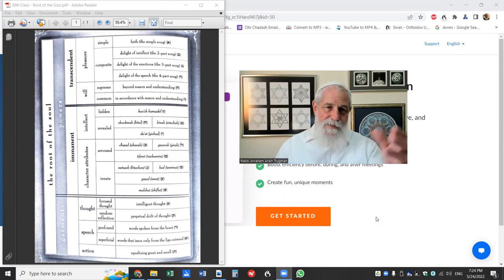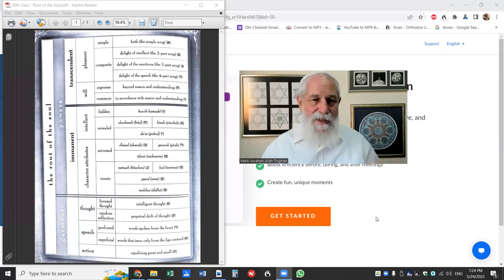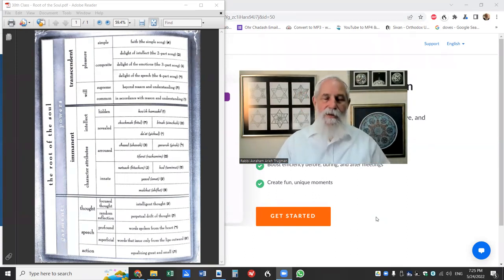So here we have an explanation. It says beyond reason and understanding. And common will is in accordance with reason and understanding. Obviously, will is one of the most important components of a human being, is that without will, we're not able to accomplish very much of anything. Will is the power of the soul that allows us to manifest in a certain way all the other powers of the soul.